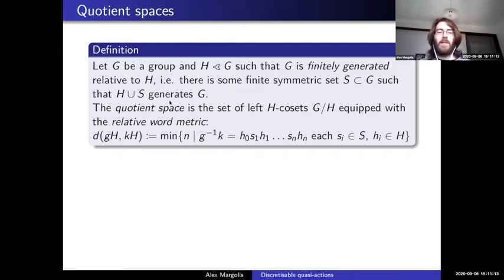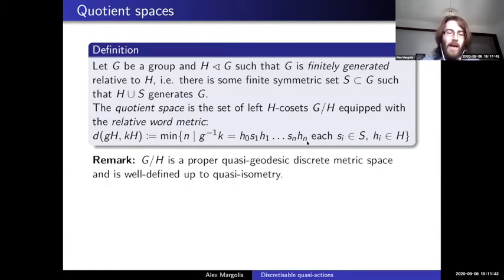then there's a notion of a quotient space, which, as a set, is the set of left H cosets, and it's equipped with the relative word metric. So the distance between cosets gH and kH is the least n such that g inverse k can be written in this way. And this is exactly what you'd expect. If H is actually normal, then this is just the word metric on the quotient group with respect to S.